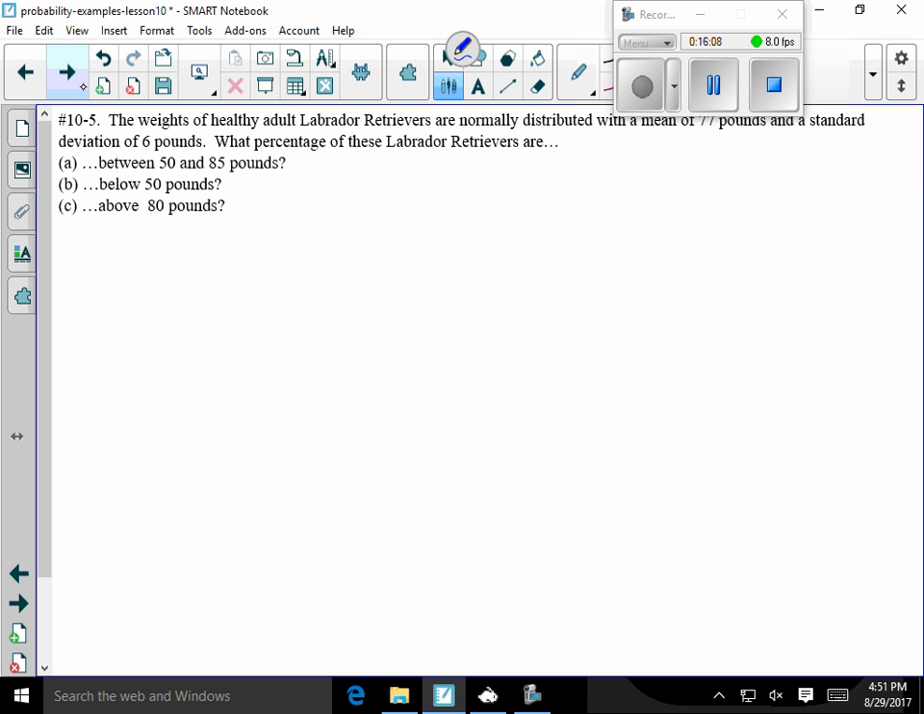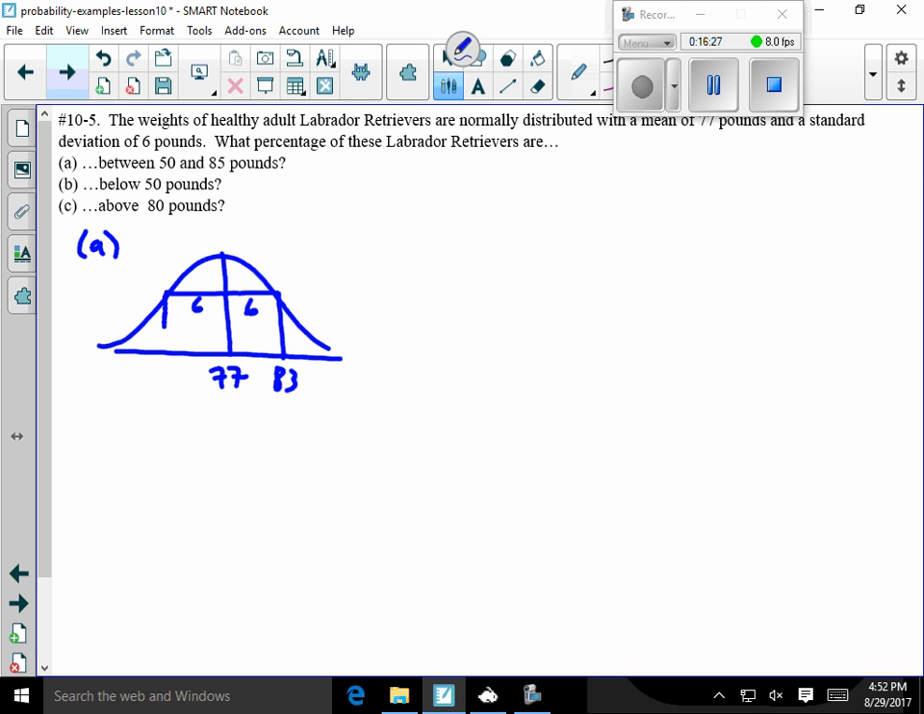All right, so each one of these, I think we're going to need a normal distribution. Let's go ahead and draw a sketch here for A. It says normally distributed with a mean of 77 pounds, so that'll be the middle. Standard deviation of 6. As far as the scale goes, if I added 6 to 77, I would get 83. And over here would be 77 take away 6, which is 71.